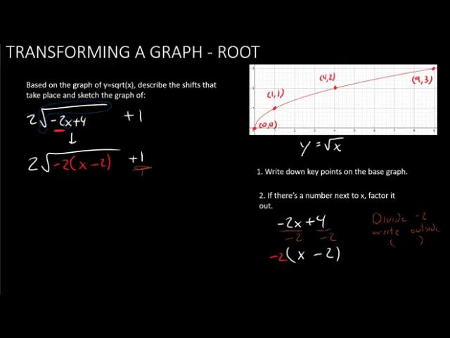The plus 1 on the outside denotes a vertical shift, which moves our graph up or down. Remember that vertical shifts affect y, and that plus 1 on the outside means that all of our y's will go up by 1. So we will add plus 1 to all y. The number in front of our square root denotes a vertical stretch. In the event of a vertical stretch, we're going to multiply all of the y values by whatever number is in front. Since we have 2 here, we will multiply 2 times all the y.